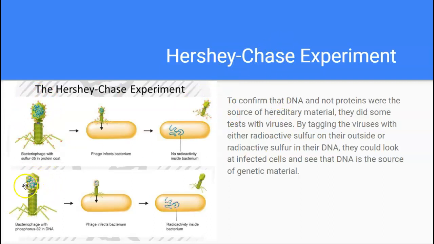Then there was a radioactive source on the DNA. The virus comes, inserts its DNA in there, and now the radioactivity is inside the bacterium. So they can now tell by this tracer that it's the DNA that the virus leaves behind, and that's what infects the cells, not the protein. Again, this is how we found out that proteins were not responsible, that DNA was.